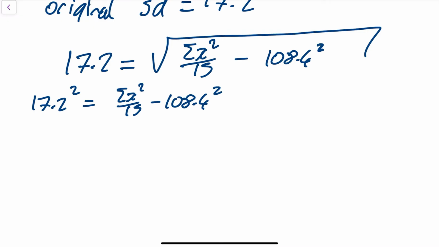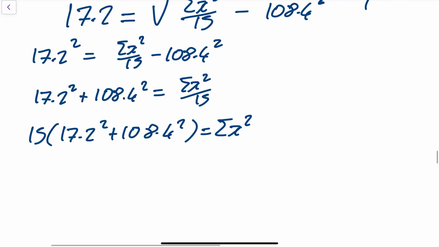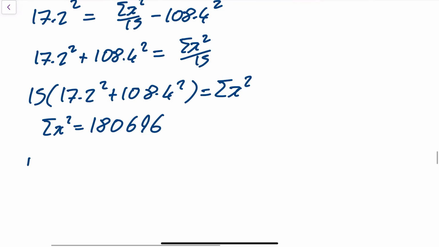The more I do mathematics, the less I use my calculator. Doesn't mean I don't use my calculator, but I use it efficiently. So 17.2 squared, bring the minus 108.4 squared across. Still got my sigma x squared over 15, and then we can multiply across by the 15. So 15 times 17.2 squared plus 108.4 squared is equal to sigma x squared. And then you get your sigma x squared is equal to 180,696.